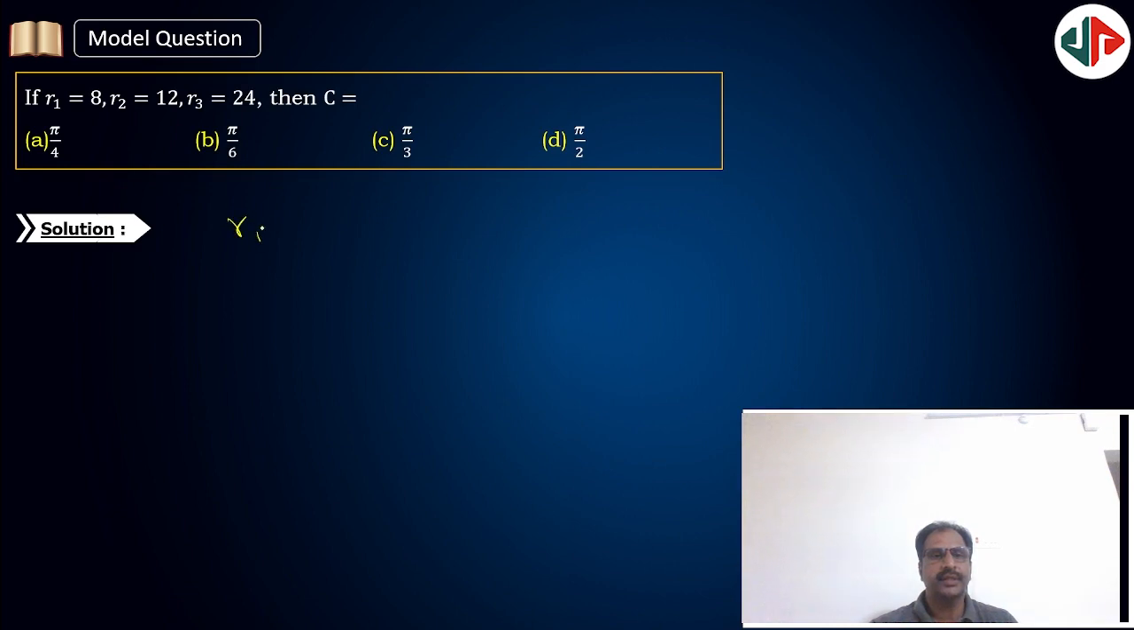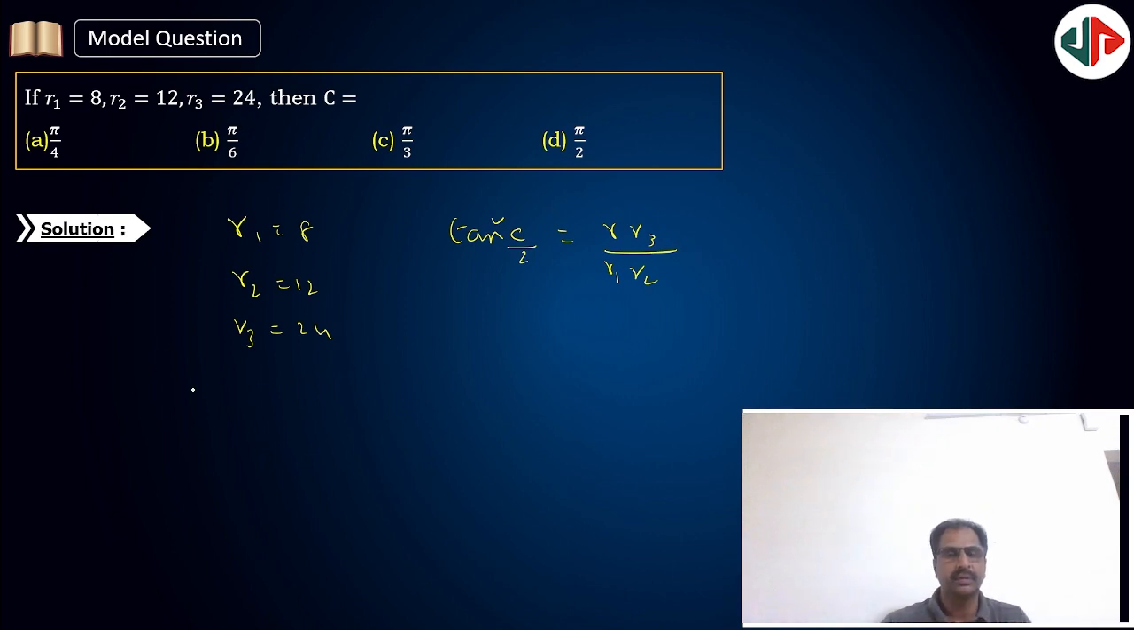Here the three exradii are given. r1 is equal to 8, r2 is equal to 12, and we have to find angle C. For this we have a formula: tan square C by 2 is equal to r3 by r1 r2. This is a shortcut formula for finding angle C when all the radii are given. For that we require small r. And what is the shortcut we have? 1 by r is equal to 1 by r1 plus 1 by r2 plus 1 by r3. By using this you can find small r.